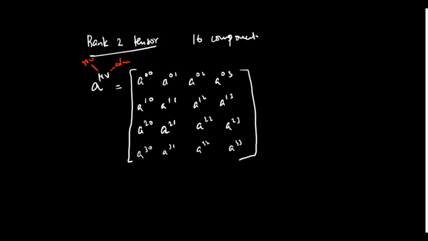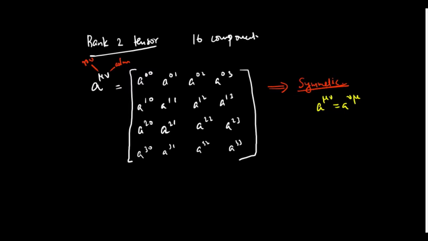What happens if this matrix is symmetric? Usually we talk about a symmetric matrix, and the same idea can be applied to a symmetric tensor. The idea of a symmetric matrix is A mu nu will be equal to A nu mu. So even if you change the row and column, the element will appear the same. That is a symmetric matrix.